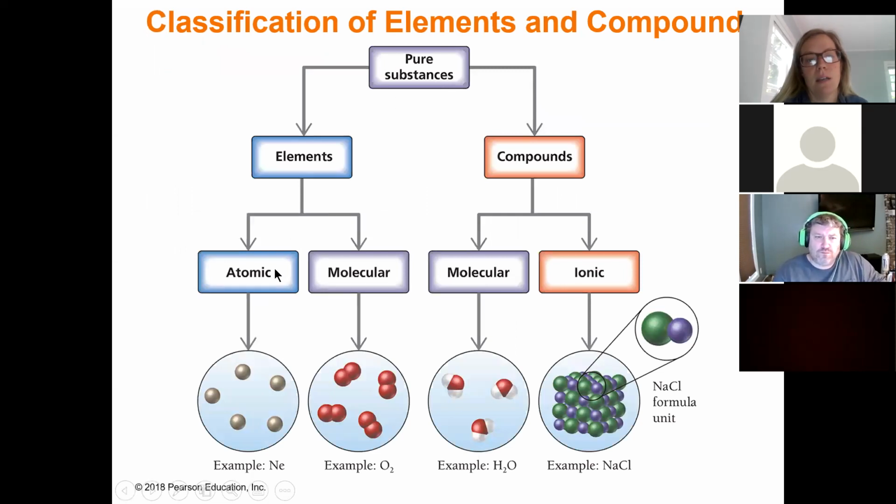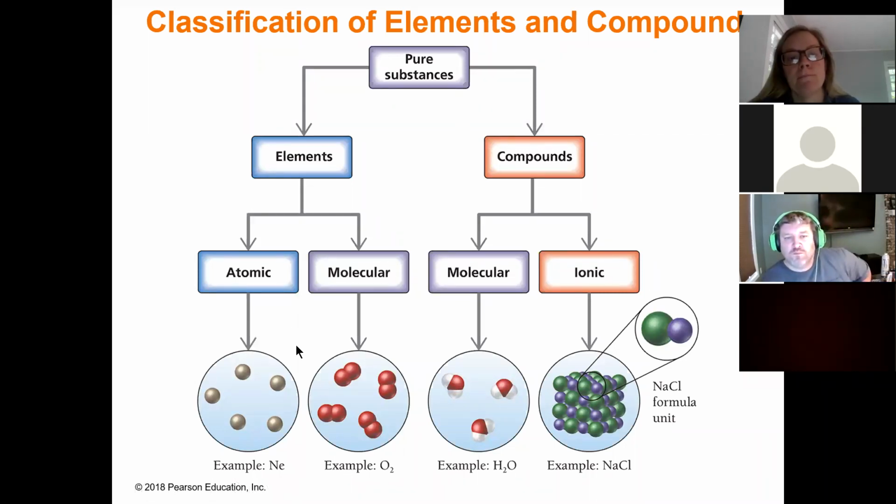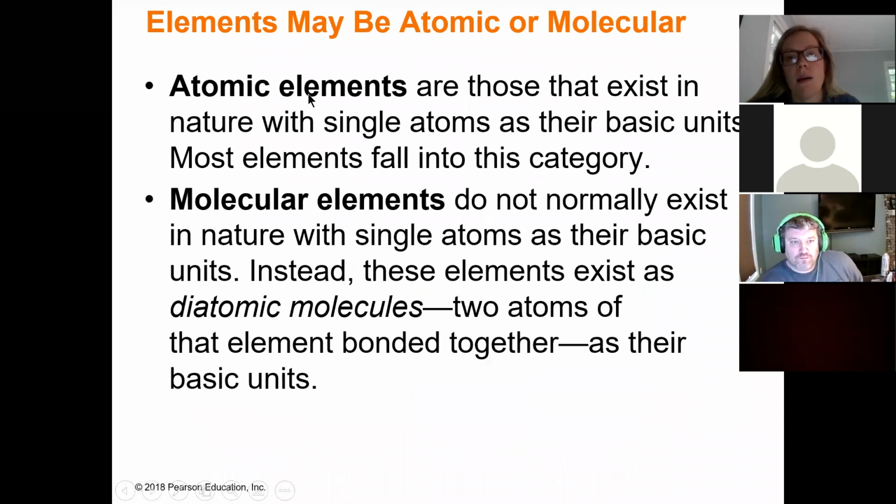So we've got our atomic for elements, we've got our molecular, and then for compounds, we also have molecular and ionic. Sometimes this is called covalent too, because they have a covalent bond or they're sharing electrons. So let's look at the difference between these two things. So atomic elements are those that exist in nature with just single atoms as the base unit.